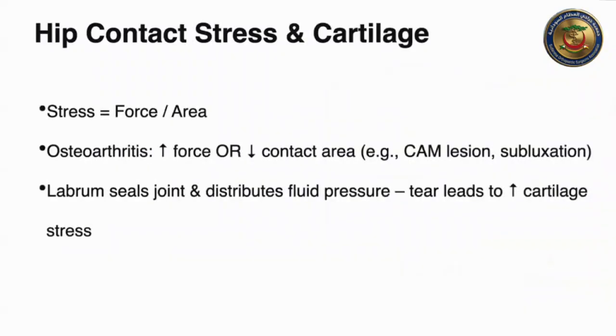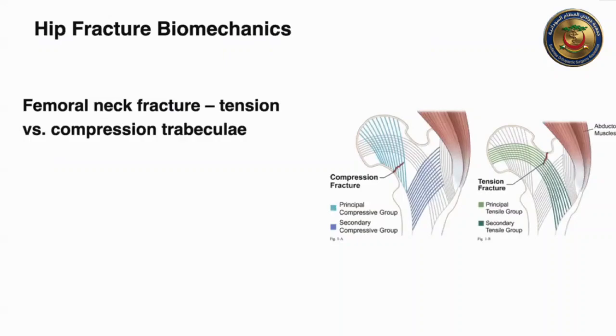About the contact stress on the hip cartilage, we know that stress is equal to force divided by area. So osteoarthritis happens either when increasing the force or decreasing the contact area, like in the cam lesion or subluxation. And the labrum also seals the joint and distributes fluid pressure. Any tear in the labrum also leads to increased stress over the cartilage and early osteoarthritis.